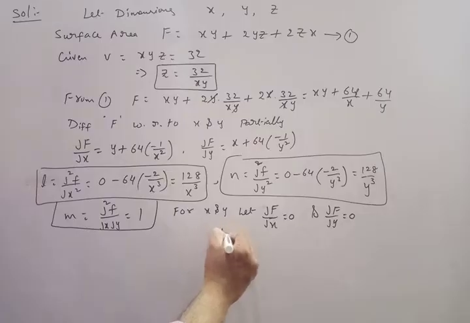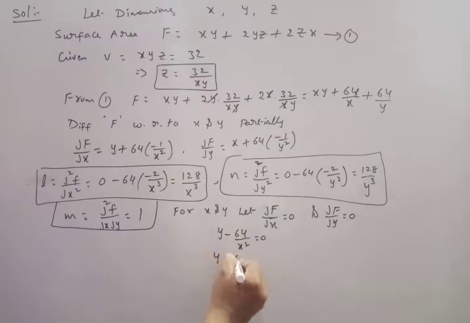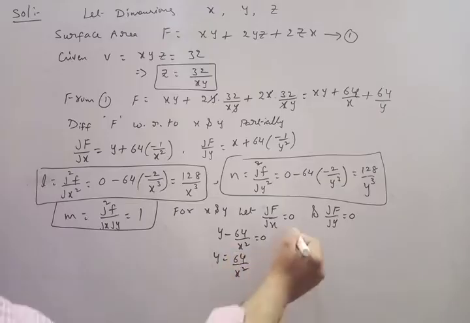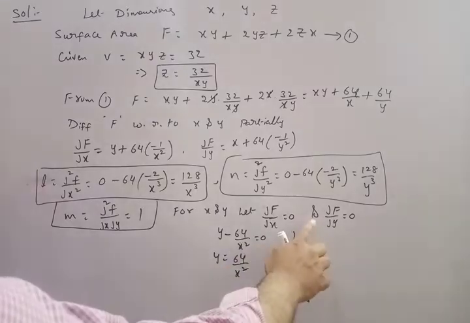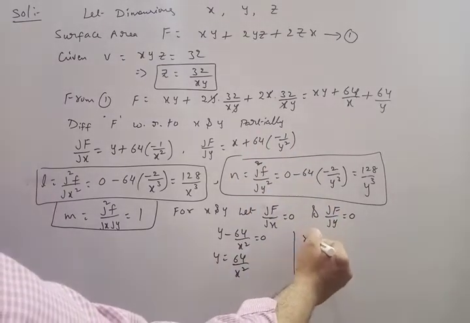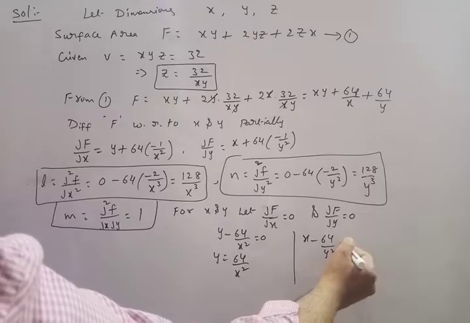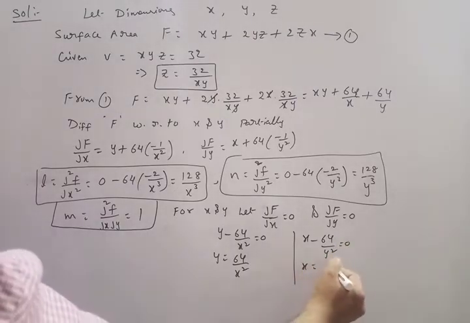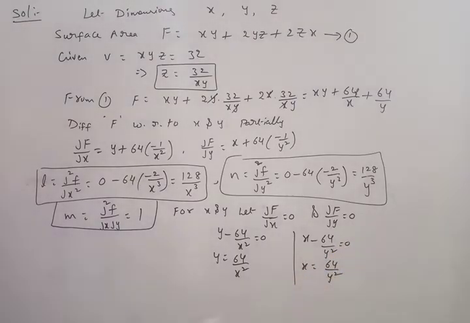That means y minus 64 by x square is equal to 0. y is equal to 64 by x square. Now here ∂f/∂y is equal to 0. x minus 64 by y square is equal to 0. x is equal to 64 by y square. Now substitute this y value, 64 by x square, here. Otherwise substitute the x value here, you will get the y value.